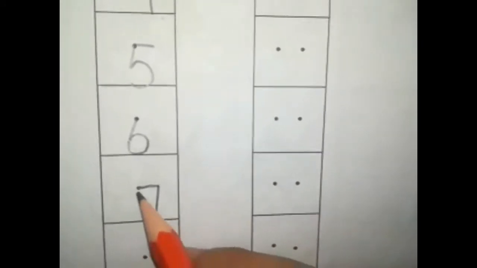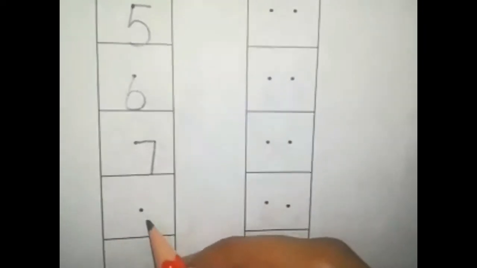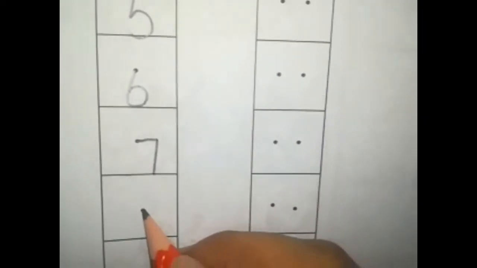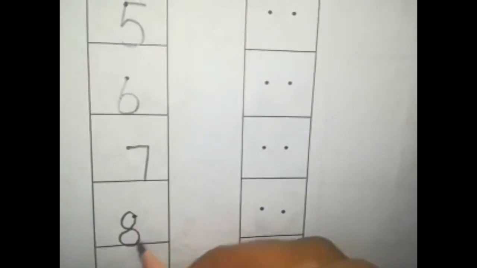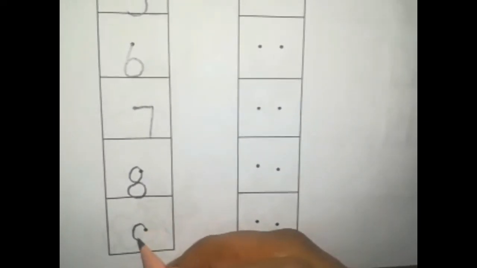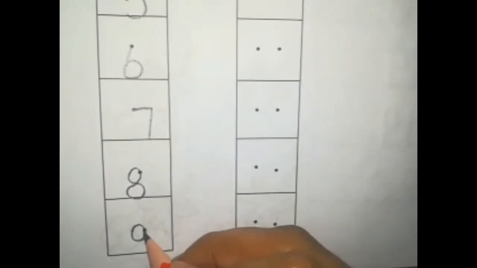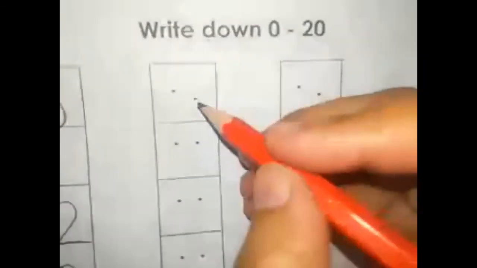7. Make a straight line, then a slant line to touch the bottom line. 7. 8. Very nice. 9. Come down to touch the bottom line. 9. What comes after 9?